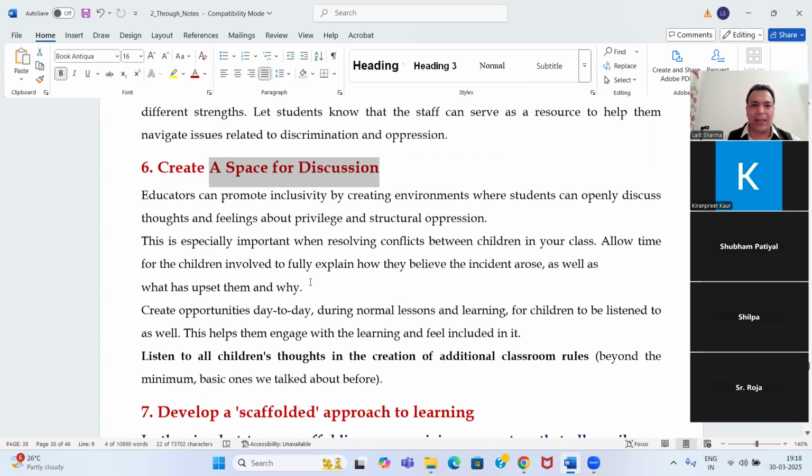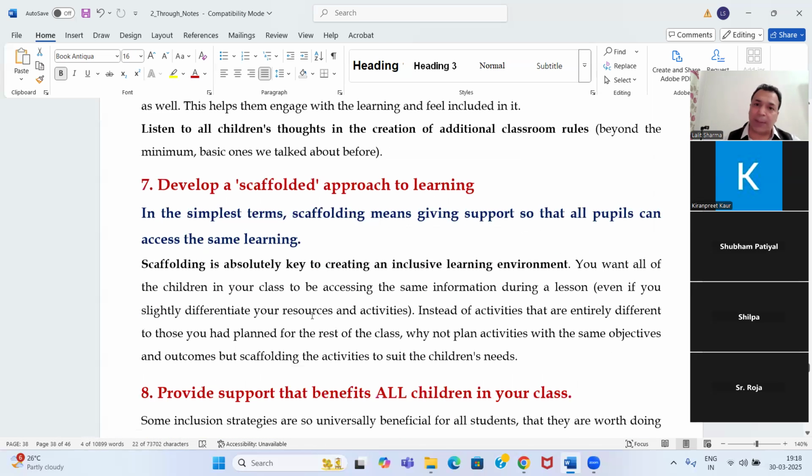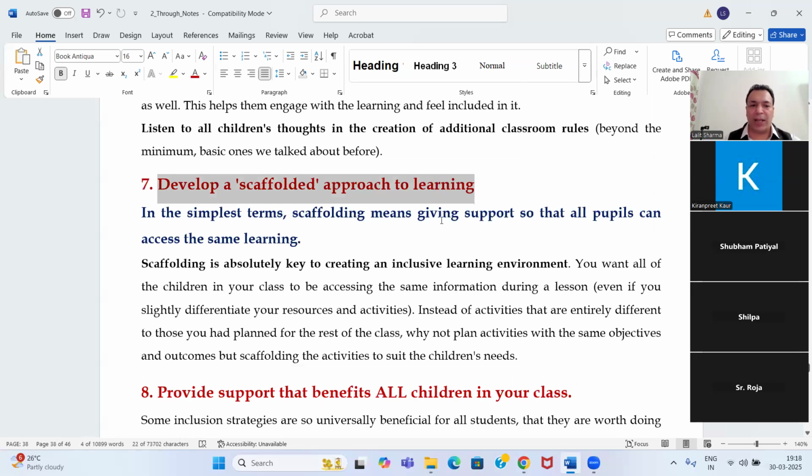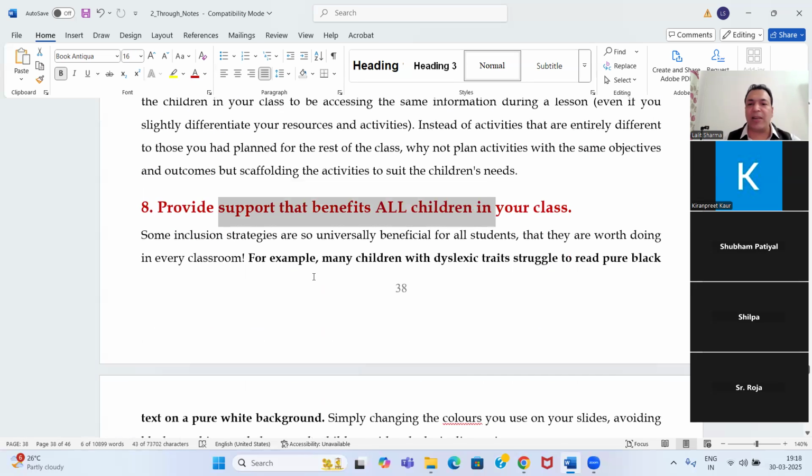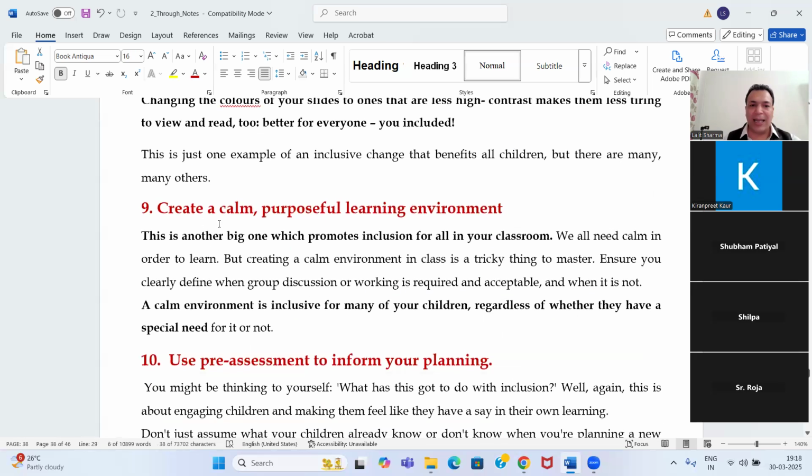Space for discussion means do not teach in the class like a dictator. Okay, right? So space for discussion. There should be a democracy in the class. Develop a scaffolded approach to learning. Provide support that benefits all children in your class. Create a calm, purposeful learning environment. This kind of environment you have to create.